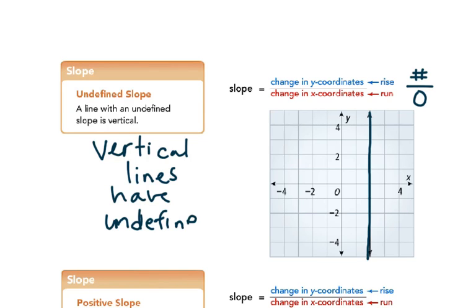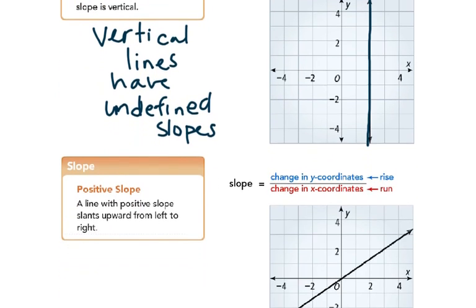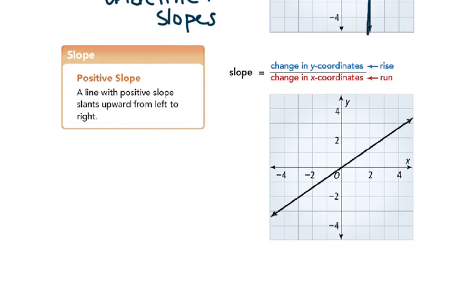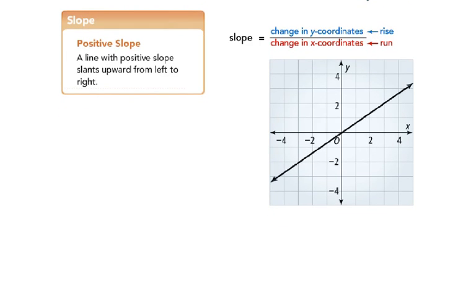So if you ever get a 0 in the denominator, then you know that it's going to be a vertical line. And there is no slope. We write that the slope is undefined. If we take a look at the next picture, we have a positive slope. And what's important for you to know is that we talk about graphs going from left to right, just like we read books. So we have to read the graph going from left to right. And as we describe that, it goes up from left to right, so the slope is positive.